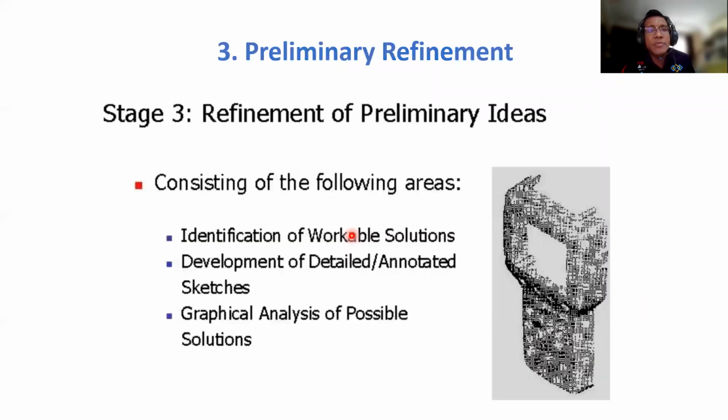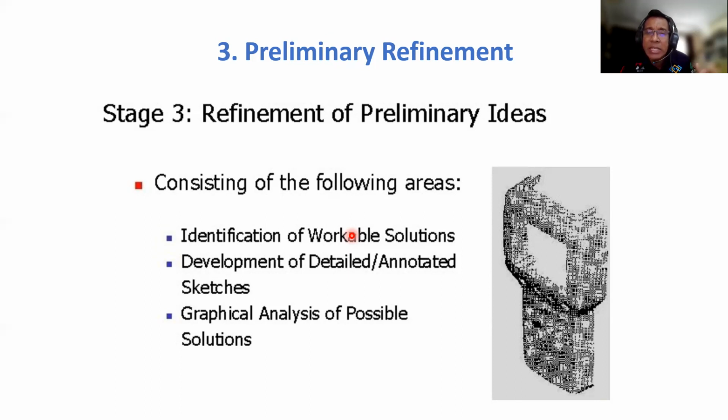So next we go for the preliminary refinement. You can see refinement for the ideas. In this phase, the industrial designer builds a model for the most promising concept. When they have chosen the best concept, they build the model for the best concept that they chose. So we have the soft model.